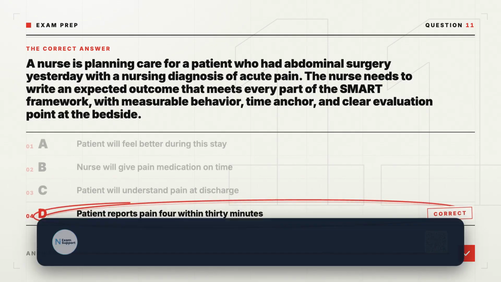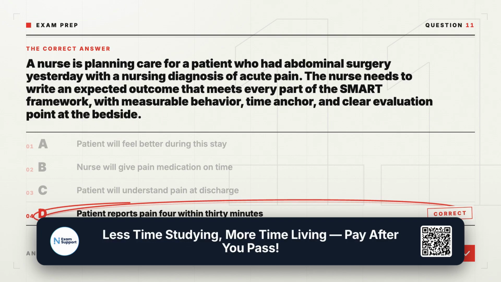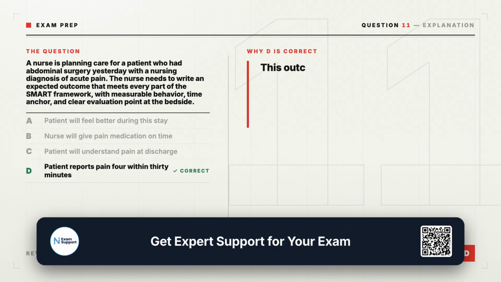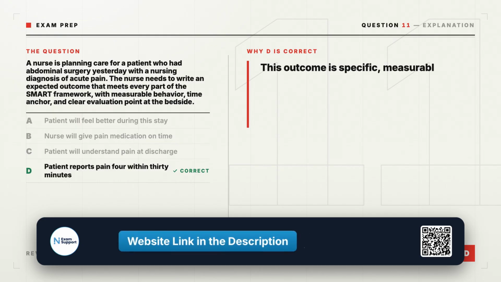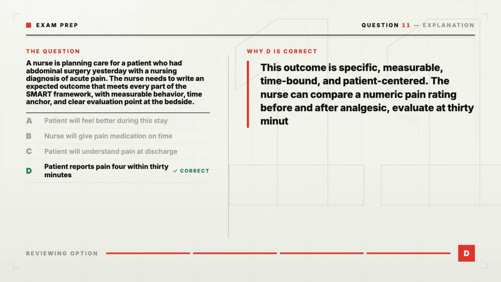The correct answer is D. Patient reports pain for within 30 minutes. D is correct because this outcome is specific, measurable, time-bound, and patient-centered. The nurse can compare a numeric pain rating before and after analgesic, evaluate at 30 minutes, and decide whether to revise the plan.